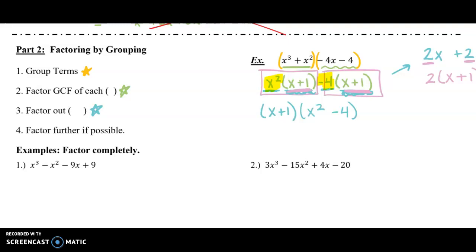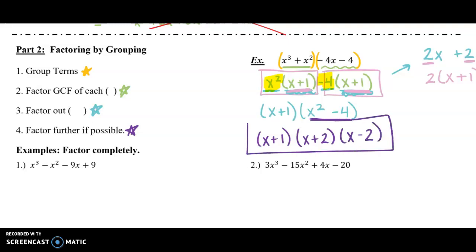Okay, so then from there you have to look at what you have left, and this is where step 4 comes in. And step 4 is to factor further if possible. So you look at what's left. X plus 1 can't factor, but x squared minus 4, that's a difference of two squares. So I can factor that out. So I still have my x plus 1, and I can factor x squared minus 4 to be x plus 2 times x minus 2.